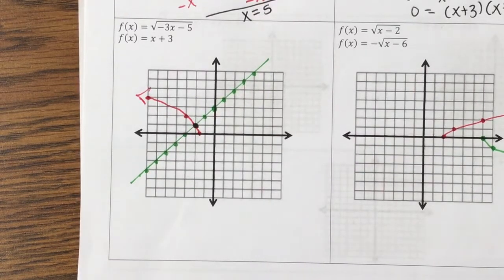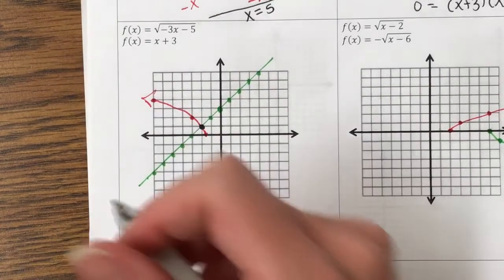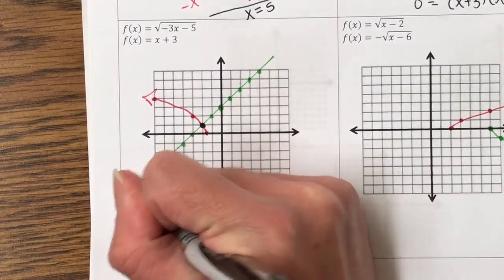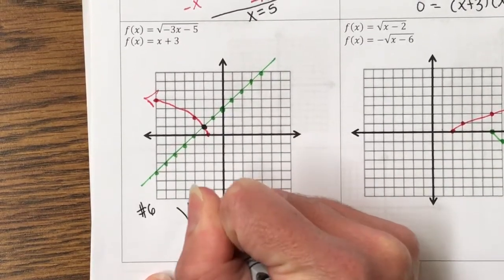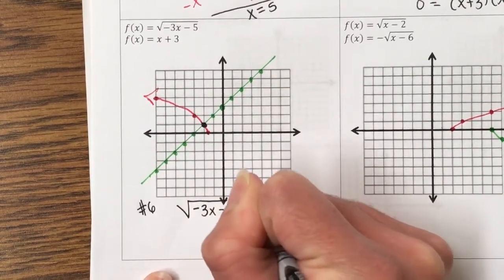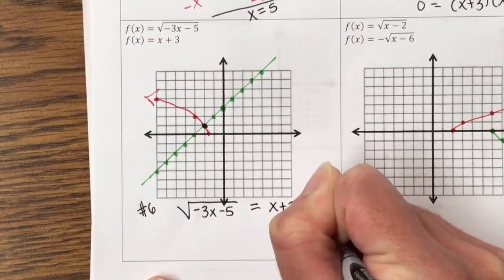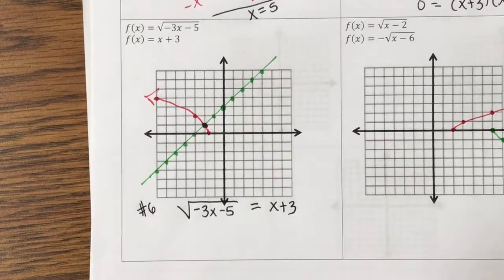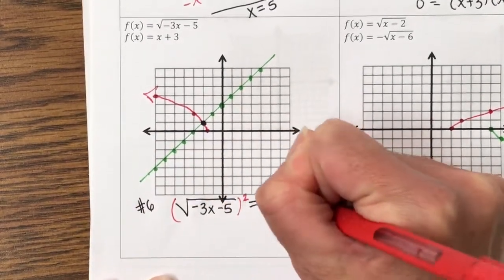So in this example, whenever you solved it on your homework, hopefully it looks familiar, maybe number 6 from your practice. So we've got the square root of negative 3x minus 5 is equal to x plus 3. The radical's already isolated, so you want to get rid of the square root by squaring both sides.